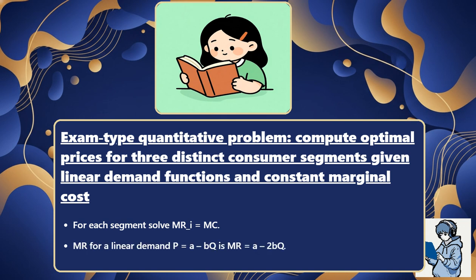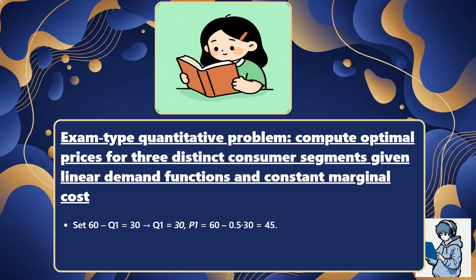MR for a linear demand P equals a minus bQ is MR equals a minus 2bQ. Invert each demand to get P sub i of Q sub i. P1 equals 60 minus 0.5 Q1, MR1 equals 60 minus Q1. Set 60 minus Q1 equals 30, which gives Q1 star equals 30. P1 star equals 60 minus 0.5 times 30 equals 45.